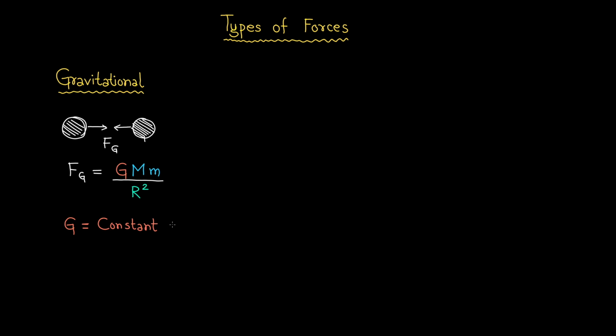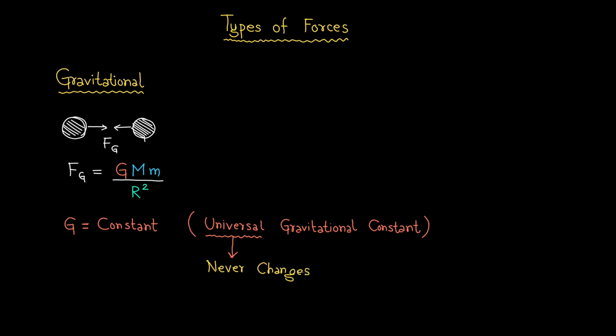G is a constant known as the universal gravitational constant, and the reason it's called universal is because it's not like other constants which may change. This is actually a fundamental constant, and the value of G is always the same, 6.67 times 10 to the minus 11. Now, again, I'm just going to annotate the figures so we know what the variables mean.